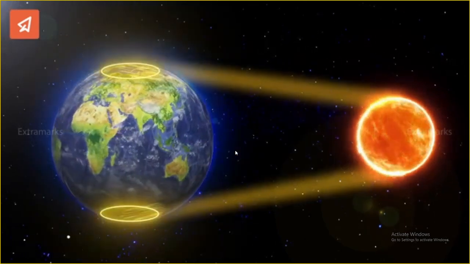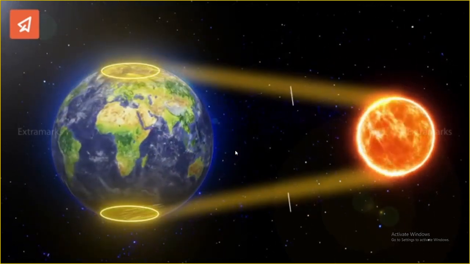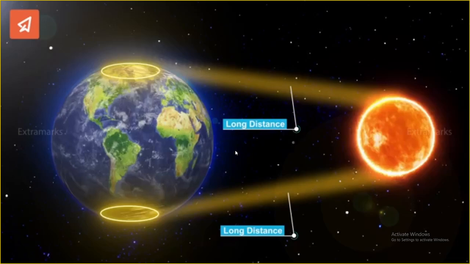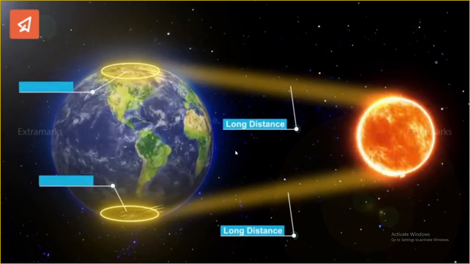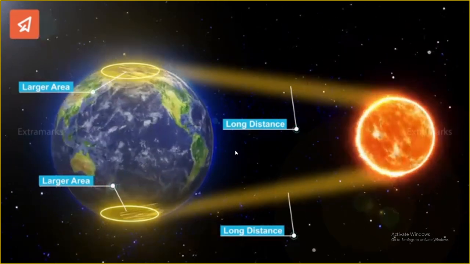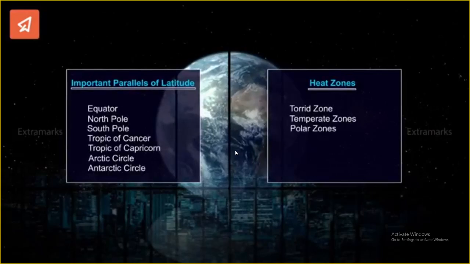As we travel away from the equator, the shape of the Earth causes the rays to strike its surface at an angle and travel longer distances. These slanting rays cover a larger area and thus are unable to heat to the same extent. Now let's recapitulate what we have learned.